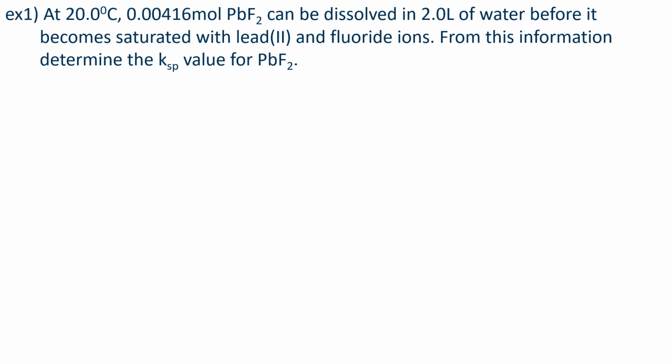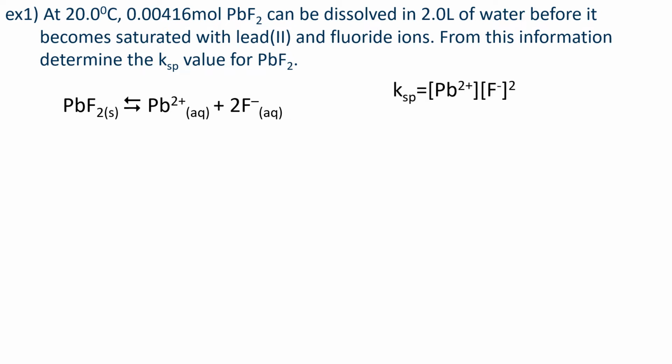Now, with all these questions, we always want to write the balanced dissociation equation for the potential solid that would form, which is lead-2 fluoride. So lead-2 fluoride is in equilibrium with lead-2 ion and 2 fluoride ions. Now that we have the balanced equation, we make our KSP expression. So KSP equals the lead-2 ion concentration multiplied by the fluoride ion concentration squared.